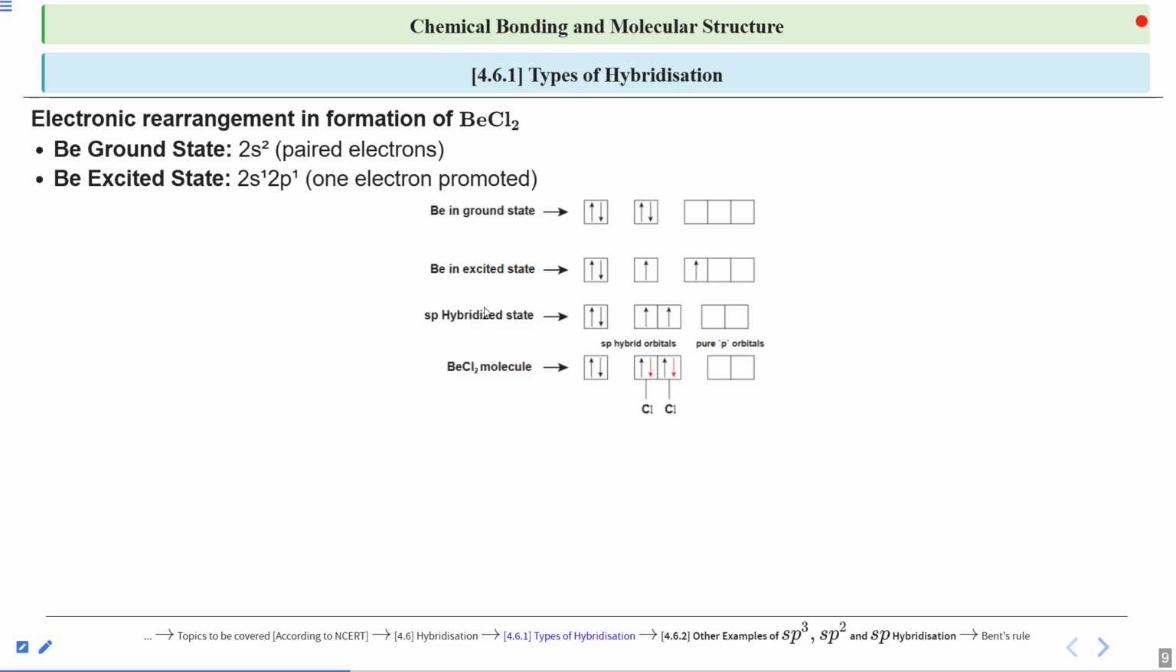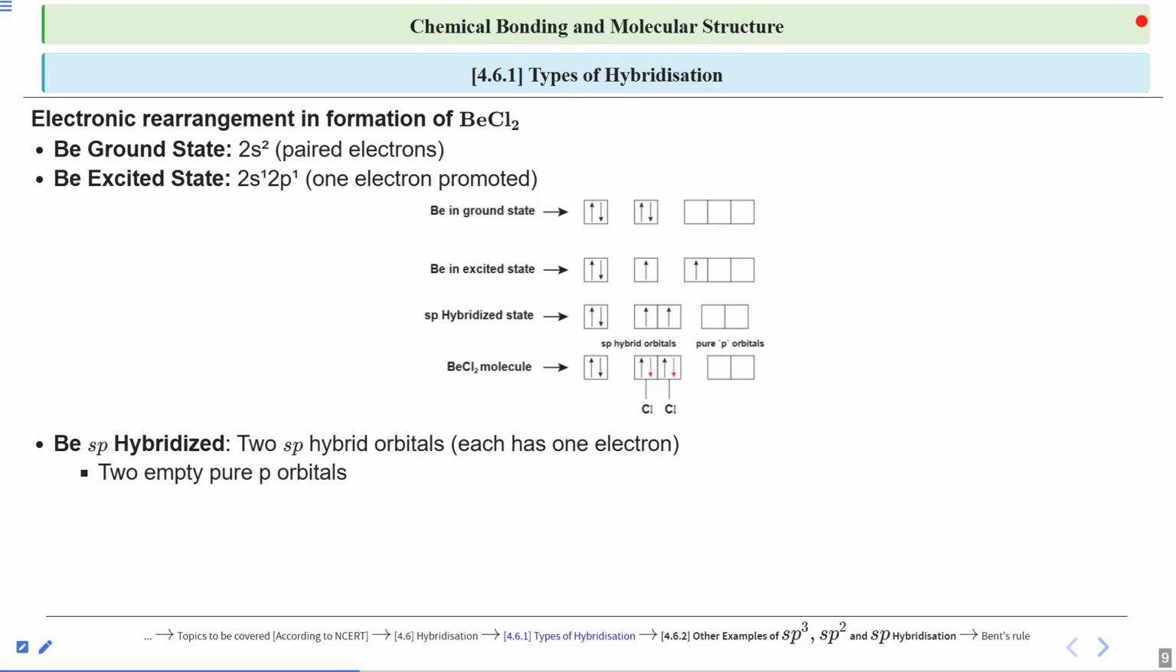Now what is the next step in this? The next step is the hybridization. Which two orbitals will hybridize? S and Pz. So after the hybridization, two sp hybridized orbitals are formed.